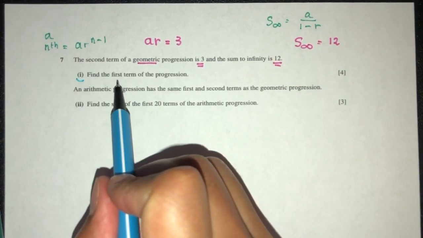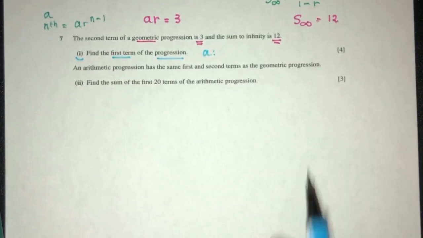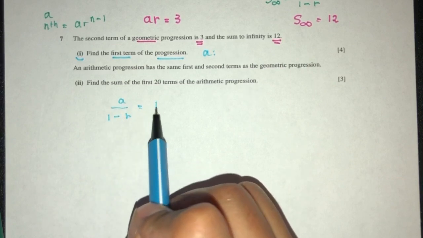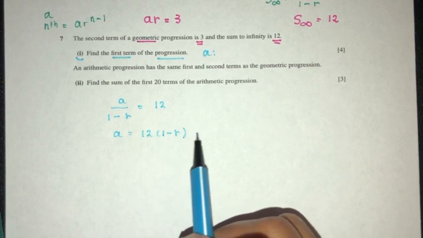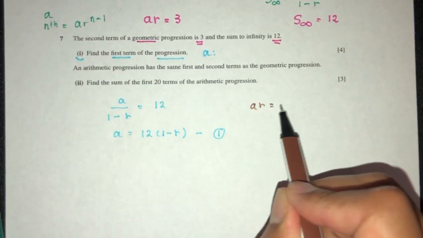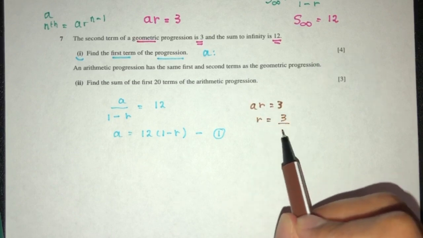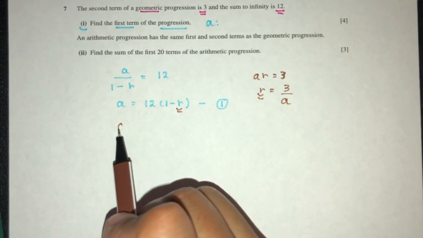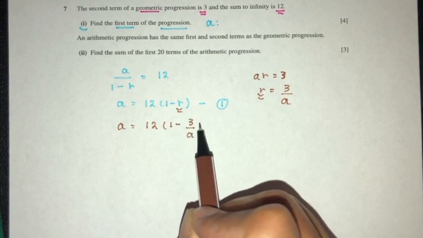Part 1. Find the first term of the progression. So find the value of A. Let's use these values. At first we have A over 1 minus R is equal to 12. So A has to be 12 times (1 minus R). That's my equation number 1. And here we have A times R is equal to 3, so R is equal to 3 over A. Replace R here by this, and you will have A is equal to 12 times (1 minus 3 over A).